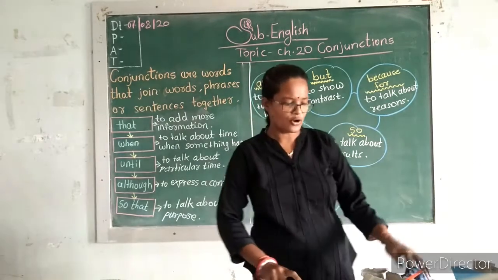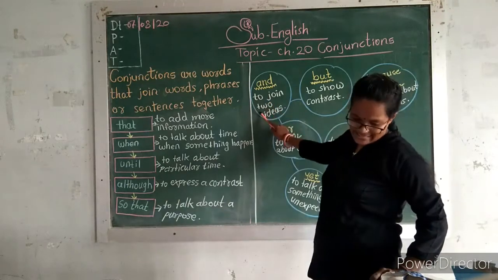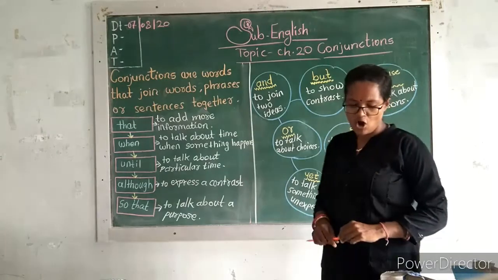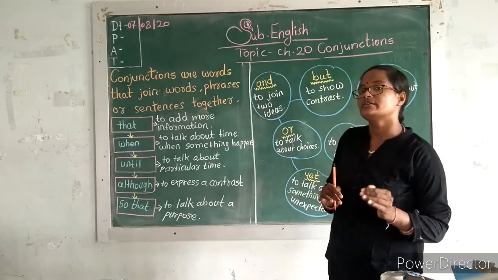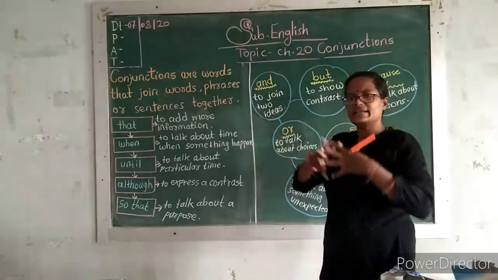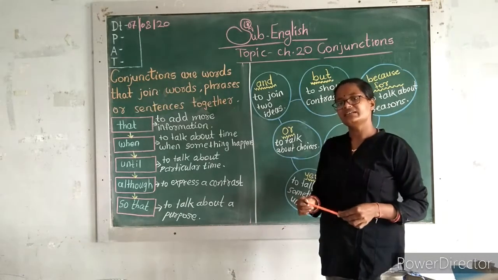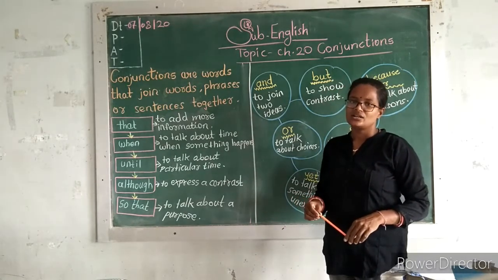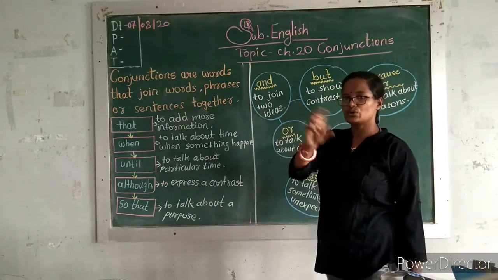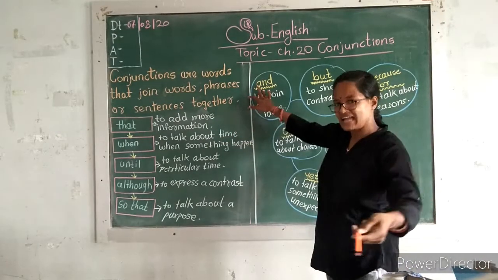Let's start with and. We use and to join two ideas. Example, the dog has long ears and a short tail. Here we use and to join two ideas. My uncle has a red car and a bike. So what I did, I joined two different things, two ideas, by using and.